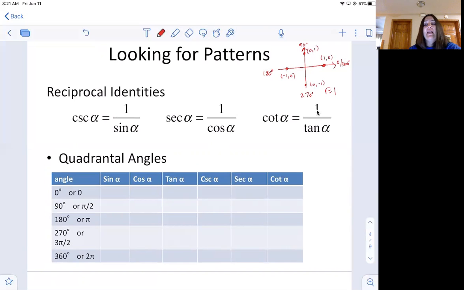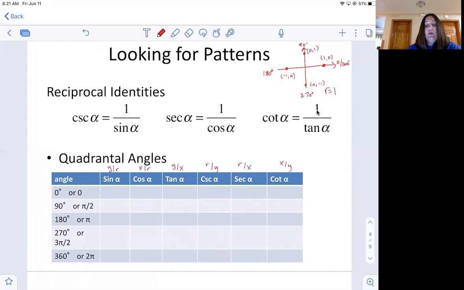So what I did is now I have an X value, a Y value, and an R value for every single point on those quadrantal angles. So if I'm doing sine, we know that sine was defined as Y over R. Cosine was X over R, Y over X. And then we do our reciprocals. R over Y, and then we would have R over X and X over Y. So that's just going to help me to figure out what these values are and to fill in this table.